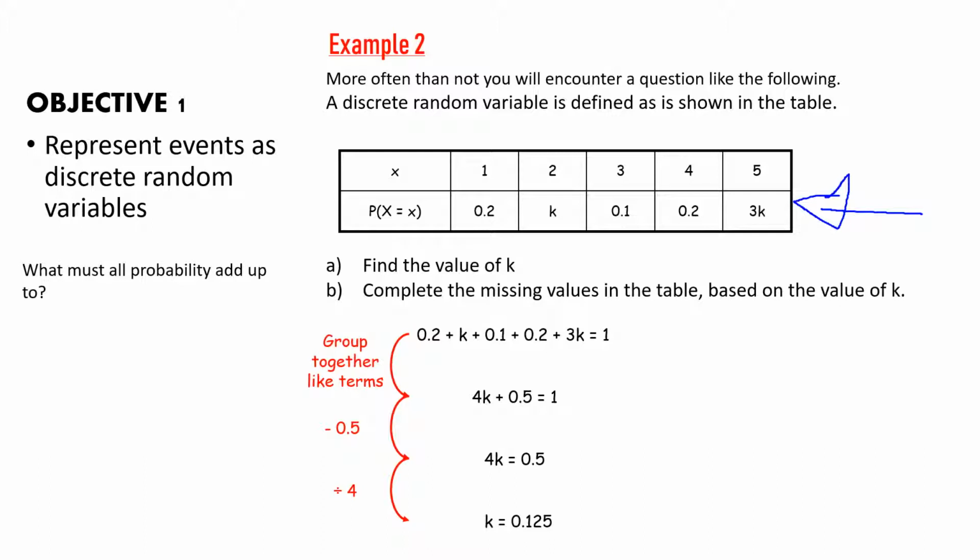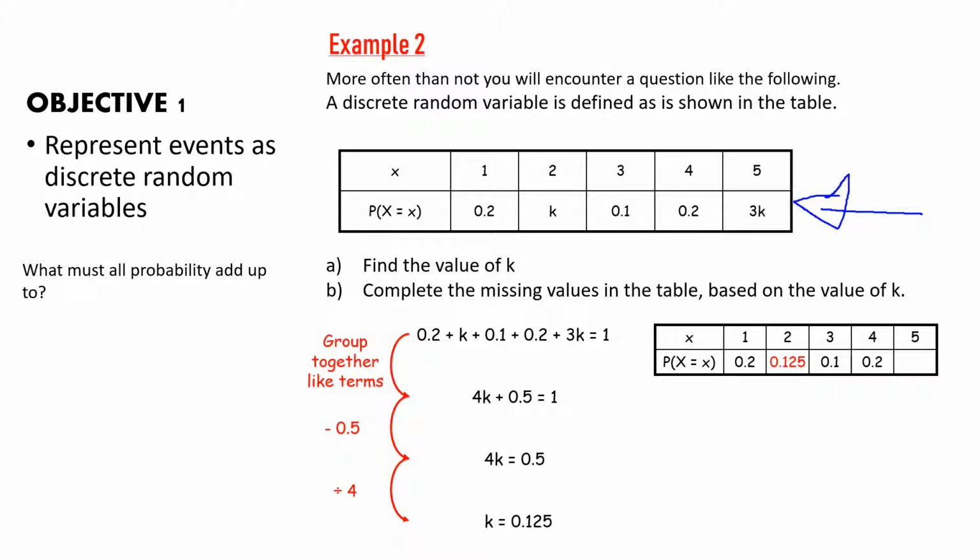I can then replace my values in my table, so that instead of k we have 0.125, and instead of 3k I have 0.375, because that's 3 times 0.125.